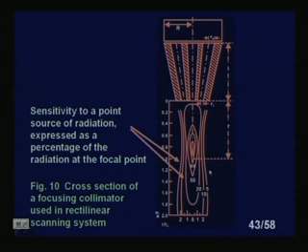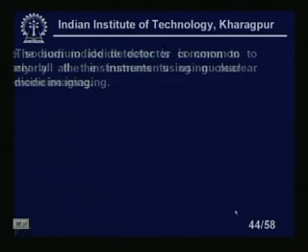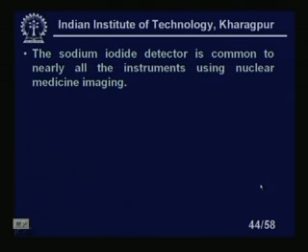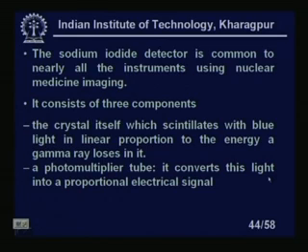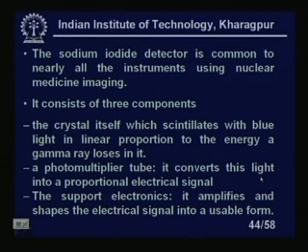It shows the sensitivity to a point source of radiation, expressed as the percentage of the radiation at the focal point, right. You can see here the sodium iodide detector is common to nearly all the instruments used in nuclear medicine imaging. It consists of three components: the crystal itself, which scintillates with blue light in linear proportion to the energy of the gamma rays lost in it; a photomultiplier tube, which converts this light into a proportional electric signal; and the support electronics, which amplify and shape the electric signal into a usable form.